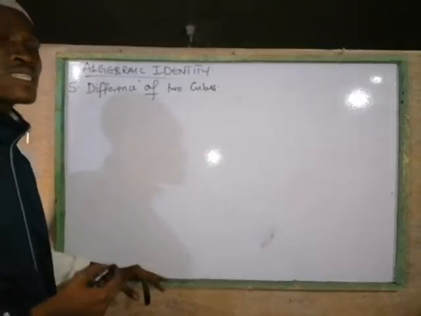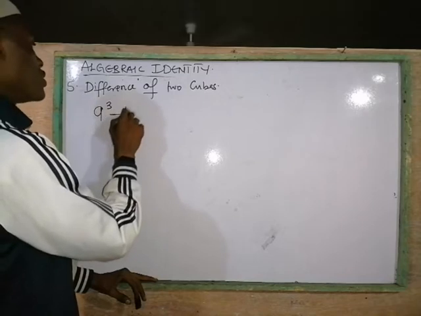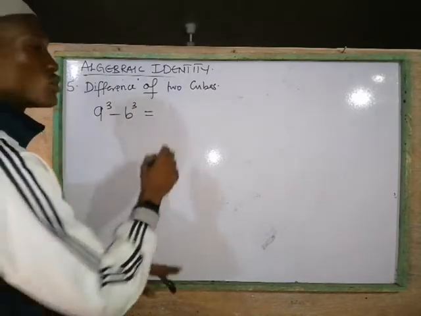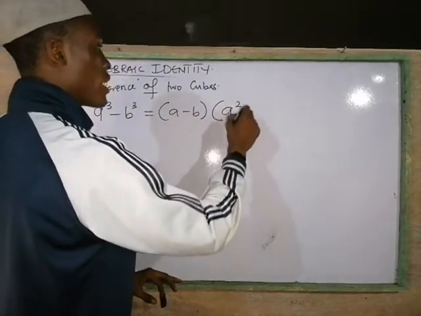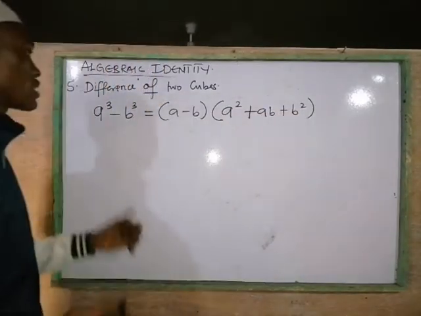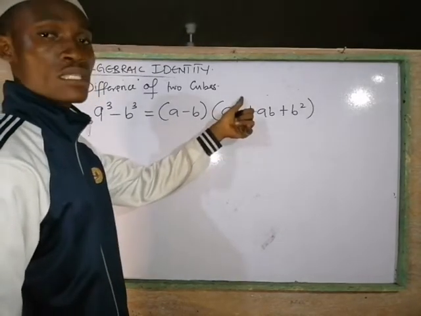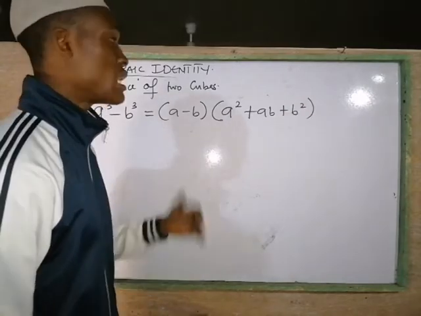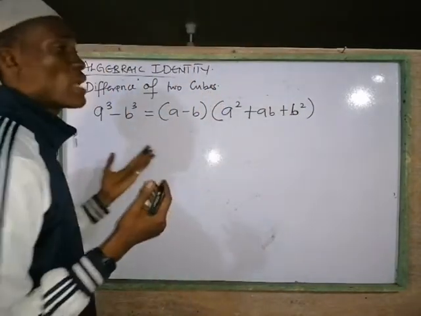The last but not the least is difference of two cubes. A cube minus B cube. It is so similar to sum of two cubes. What you just need to do is to write your A minus B, then A squared plus AB plus B squared. So you can see I wrote A minus B first, then I brought out A squared, I added AB, and also I added B squared. As simple as that.